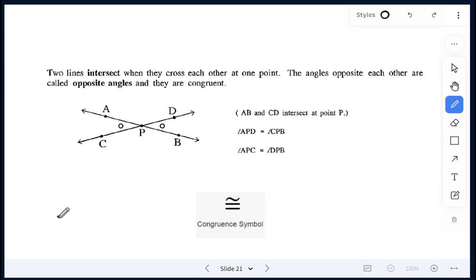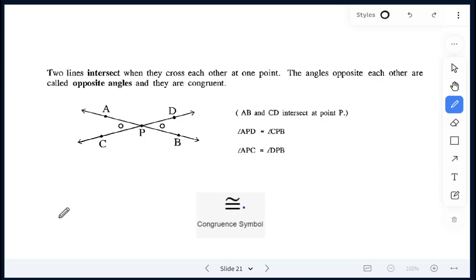So here, two lines intersect when they cross each other at one point. So they're crossing each other here at point P. The angles opposite each other are called opposite angles, and they are congruent. So AB and CD are intersecting at point P. So angle APD, this angle here, is congruent to angle CPB. So those two angles will be congruent.